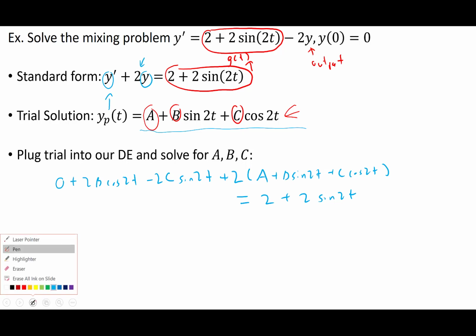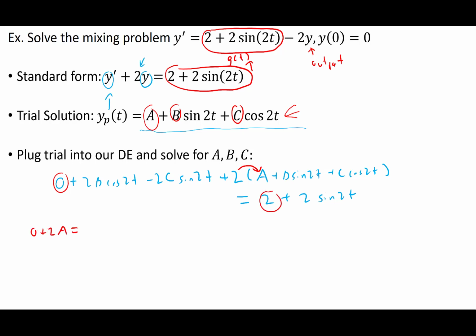So what we want to do, similar to our polynomial example, is match like terms. The first type of term I see appearing on the left side of the equation are constants. I have a 0 here, and after I multiply things out, I have a 2 times a here. So if I match up the constants on the left with the only constant on the right, we can see that we obtain a simple equation which we can solve for a and get 1.